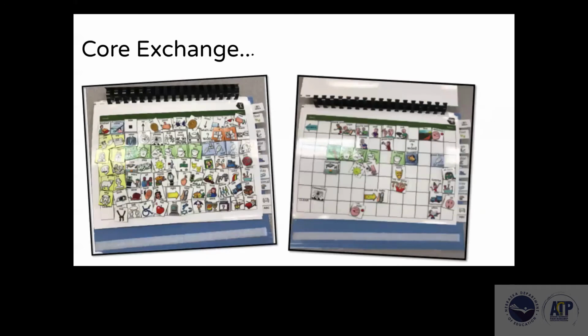For this particular student, he was using LAMP Words for Life app to communicate, and he was perseverating on having to be on a certain page all the time. He was really having a hard time with his navigation, and he had to always be on the same page. And so we actually took screenshots of his main pages and we made it into more of a core exchange. And he did really well.